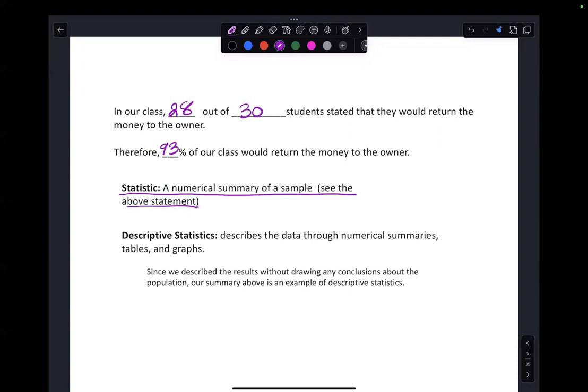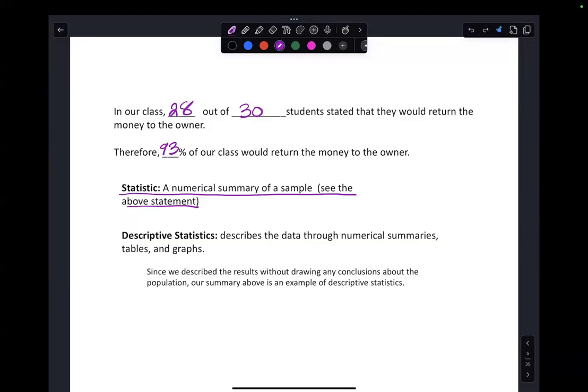Now, at the end, I'm going to give you an overview of all of it. I'm going to summarize it, but a statistic refers to a sample. One easy way to remember that is thinking they both start with S. A statistic is numbers that refer to a sample.